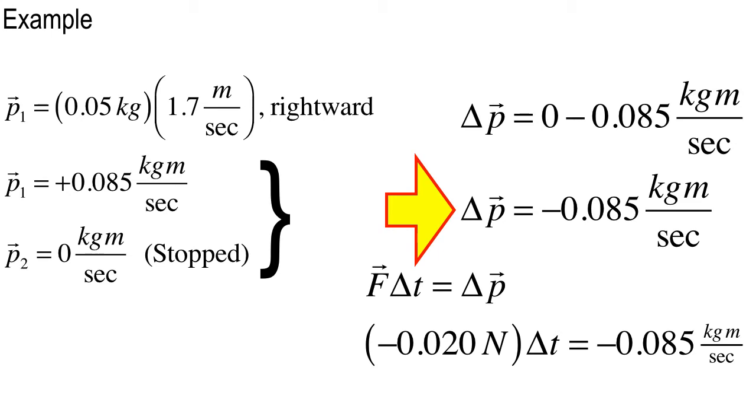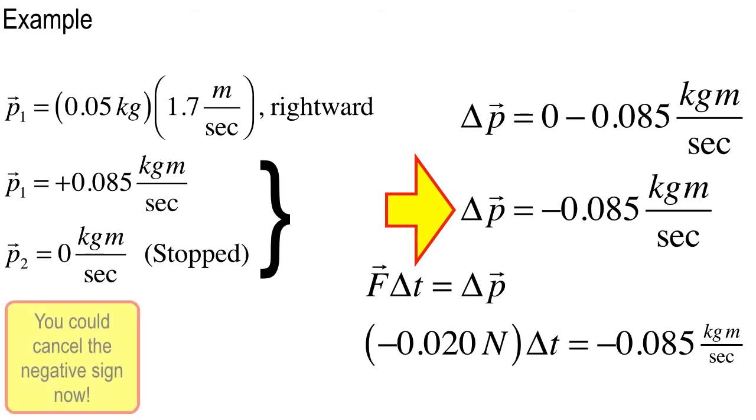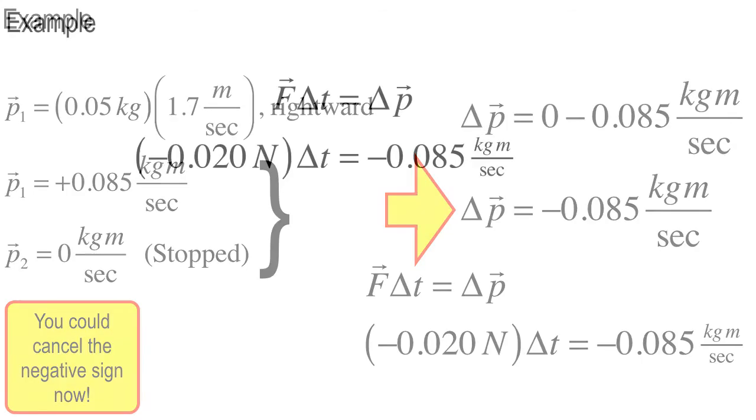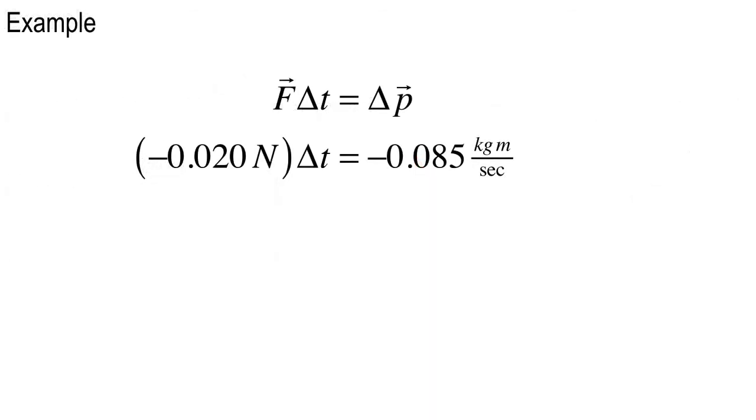And now, if you look at this, you can see that there's a negative sign on both sides of the impulse equation, right here and here. So you could cancel them there if you want. But I think I'm going to keep those for a little bit longer, all right? So here we are again. Here's the impulse. So the top line is the generic impulse equation. And here's the impulse equation, the next line, for this particular example with a friction force of negative 0.020 newtons and a delta P of negative 0.085 kilogram meters per second.